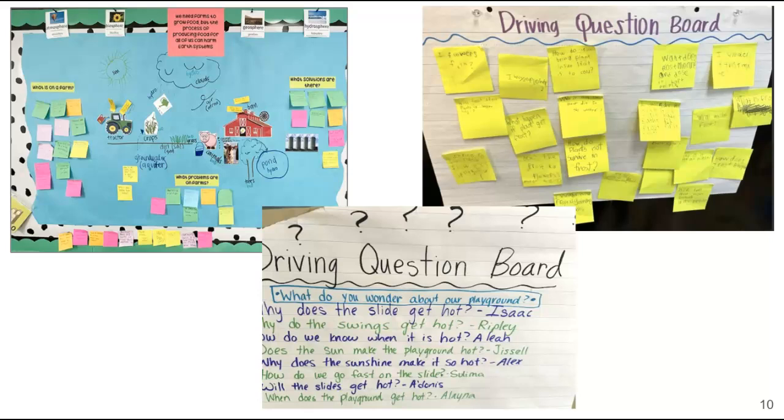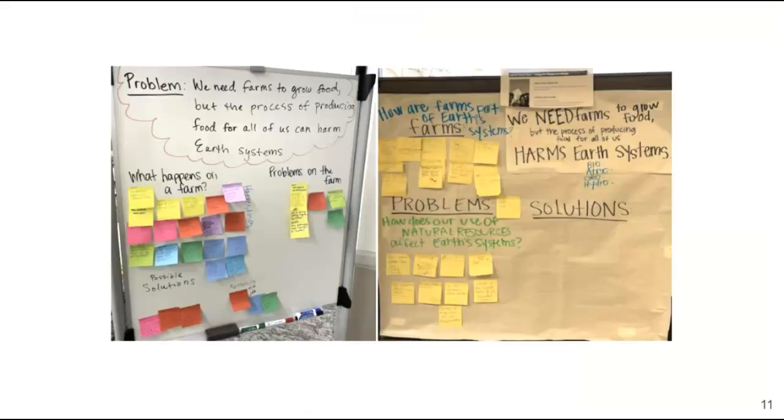Here are examples of driving question boards from other K-5 units. They depict the students' questions in categories, some along with a drawn model from the unit. Some driving question boards are simple lists of questions or groups of sticky notes posted on chart paper. Teachers and students can manipulate and move around questions and label categories together.